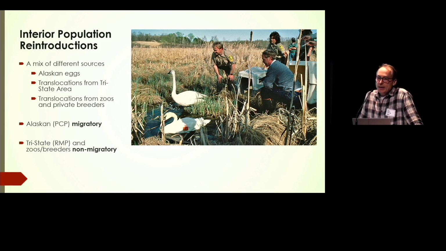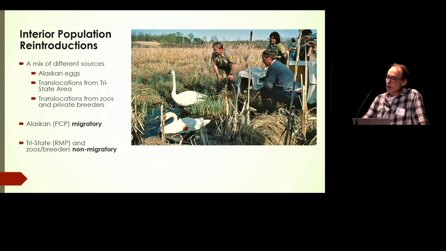They brought eggs from Alaska. Some of this was done with Three Rivers and the Minnesota Department of Natural Resources. We also had birds that were released from Minnesota zoos and from other private breeders. So we have this really interesting mix of birds that were used to reintroduce the population. And again, some of those birds came from migratory populations and others came from the Rocky Mountain population, which is non-migratory.